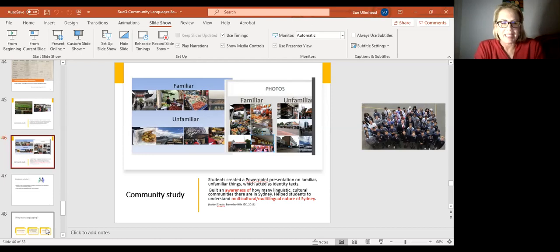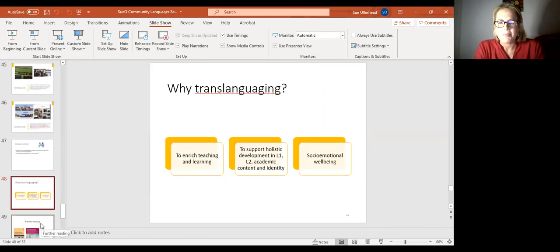And so we believe that translanguaging enriches teaching and learning. It helps to support holistic development in the first language, the second language, in their academic content and their identity. And it also promotes a more holistic view of the child, instead of just in terms of what they can perform.